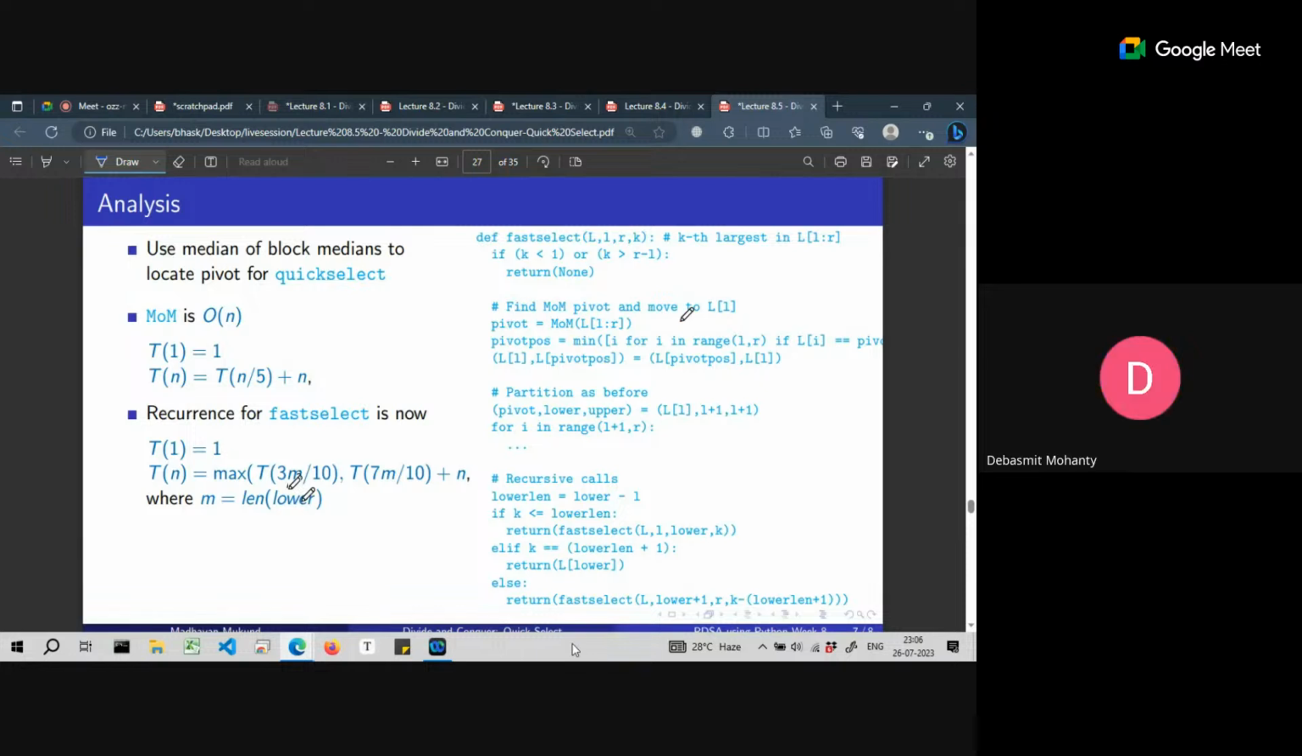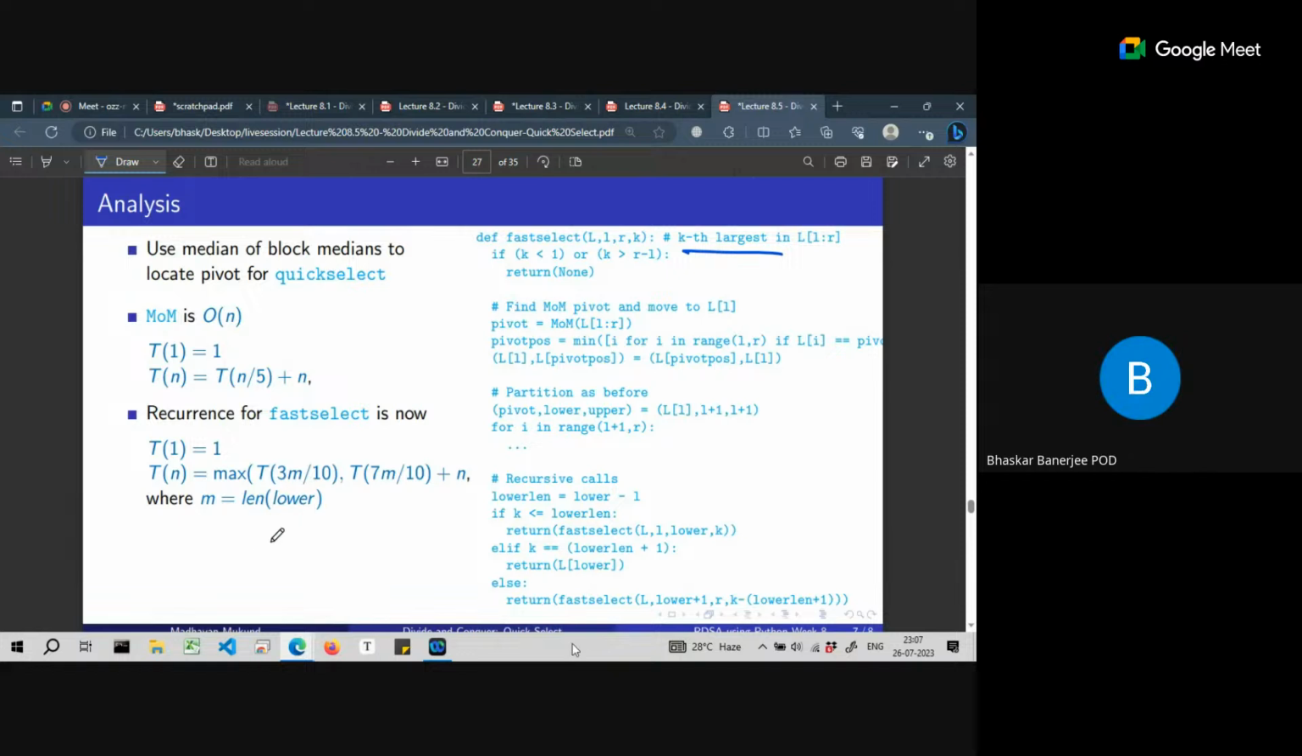Fine. Because we're doing kth smallest, that's why. Keep that in mind, kth smallest. It's written kth largest, it's wrong. Yeah, we always think kth smallest. But sir, max of T(n/10) and T(7n/10) will always be T(7n/10) only, no?